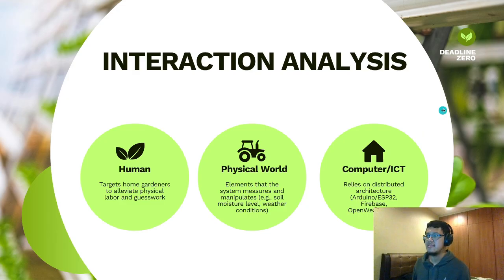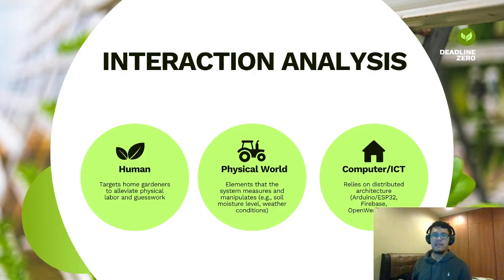Now, the next one is interaction analysis. So, for the humans, the system targets home gardeners, and it aims to alleviate the physical labor and guesswork based on a traditional fixed schedule watering. And this is helpful to them because it transforms their experience from a very taxing manual chore to more of a supervisory role. And this grants them a peace of mind and convenience because they can just remotely monitor from their application, and that's very handy.